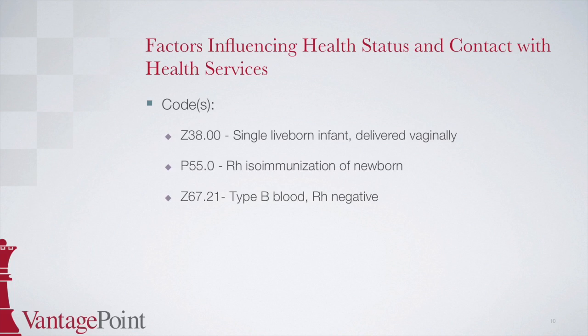To locate this code, you would go to blood in the alphabetic index and then locate the word type indented below, followed by B, and then under this is for RH negative, which points to Z67.21, which you would then confirm in the tabular.